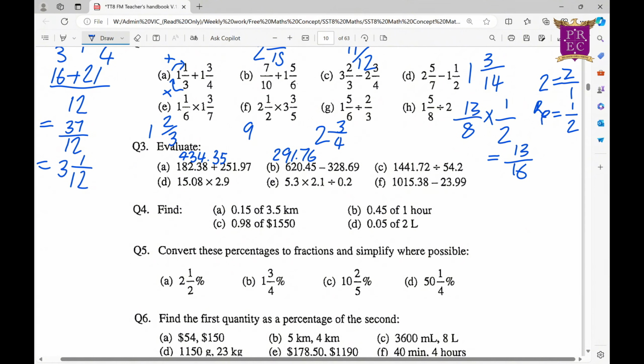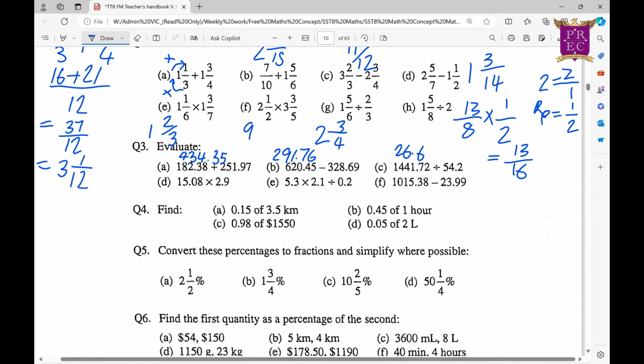With division, it's a bit different. I'll show you how to do it with long division. Okay, so 1441.72 divided by 54.2. What we need to do is jump the decimal place of the divisor 1 to the right, so we do the same for this one. And then you're just dividing 14,407.2 by 542. So the decimal place will be here. Okay, and the answer for that one will be 26.6. I'll just rub it out and write the answer there. Okay, so C will be 26.6.